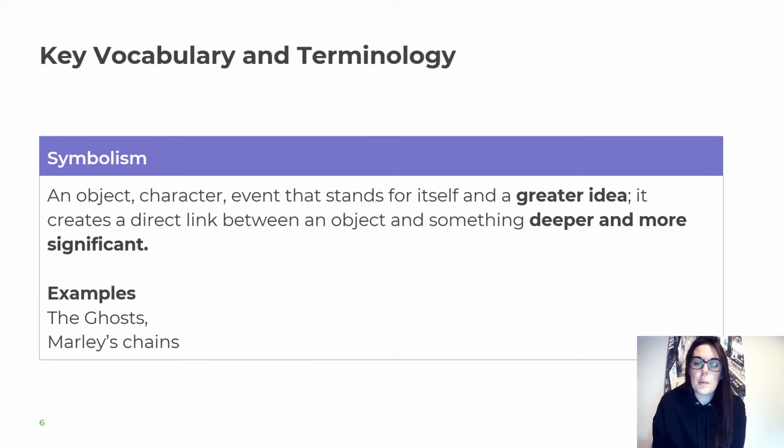Okay, another word that we're going to be using today is symbolism. So an object, a character or event that stands for itself and a greater idea. It creates a direct link between an object and something deeper and more significant. So examples of this symbolism are the ghosts and Marley's chains. So there's a number of symbolic characters and symbolic ideas in the novel. The ghosts are particularly one of them that we're going to be focused on today.